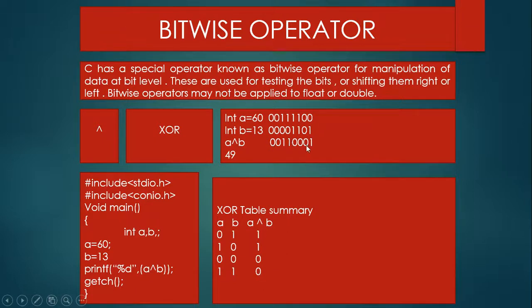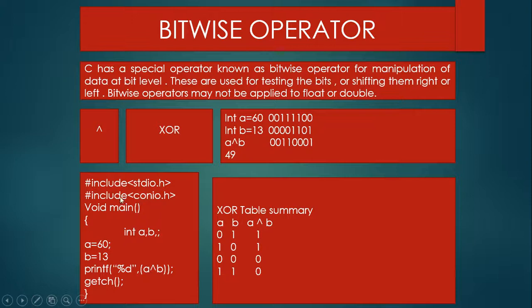So you simply understand this example. 0 1 means 1, 0 0 means 0, 1 1 means 0, 1 1 means 0, 1 0 means 1, 1 0 means 1, 0 0 means 0, and 0 0 0. This is the a XOR b, and this is the binary format of 49.